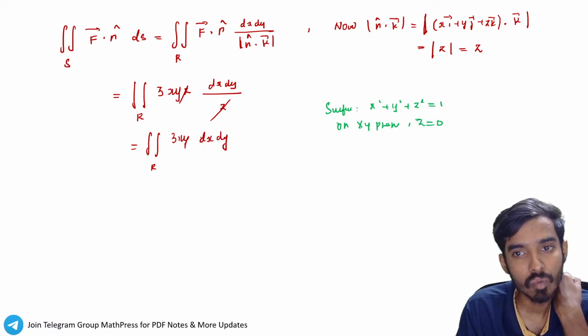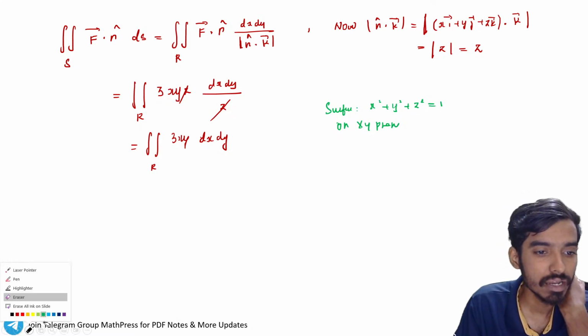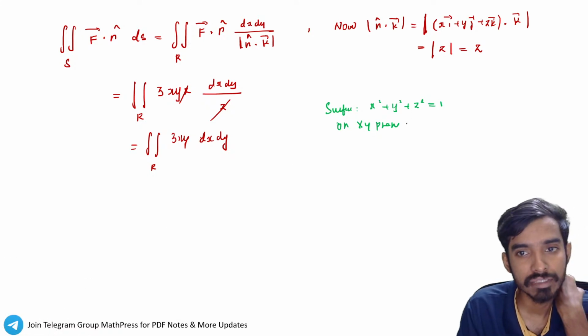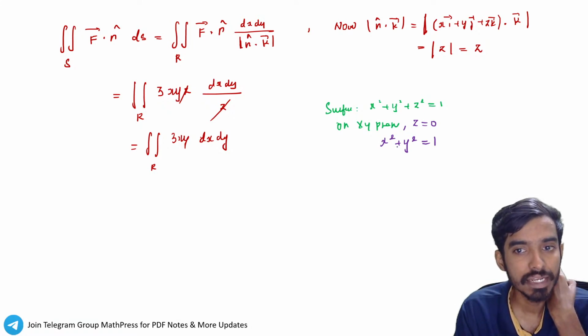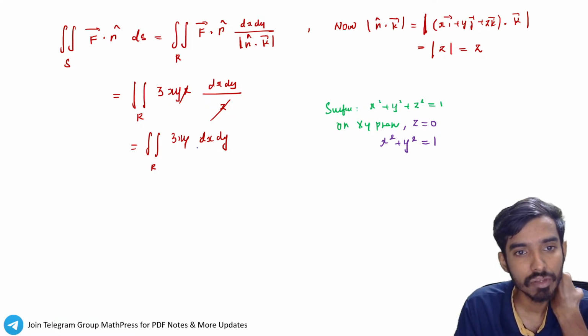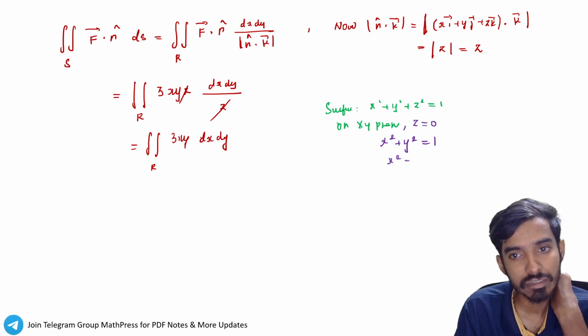If you are projecting on the yz plane, your x will be 0. If you are projecting on the zx plane, your y will be 0. On the xy plane z is 0. So this now turns out to be a circle with center 0 0, radius 1. That means x square is 1 minus y square, so x is equal to plus or minus root of 1 minus y square.